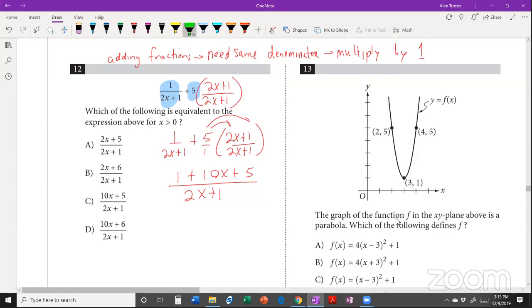So 1 plus 10x plus 5 over 2x plus 1. And we can combine our like terms here. 1 and 5 are the same as having 6. So 10x plus 6 over 2x plus 1 gives us choice D for number 12. Now we're going over to 13.